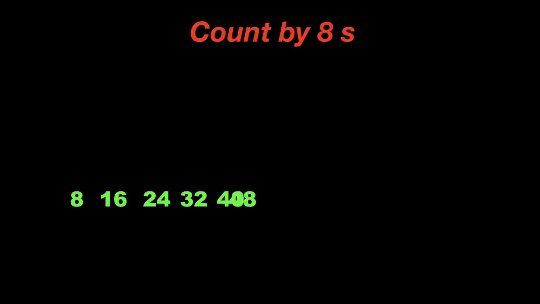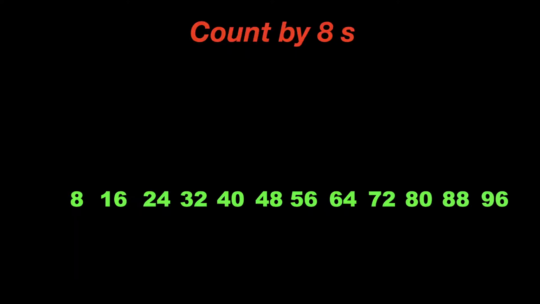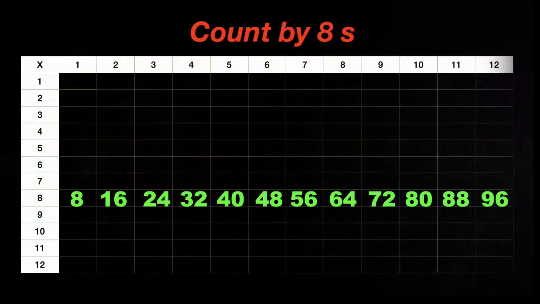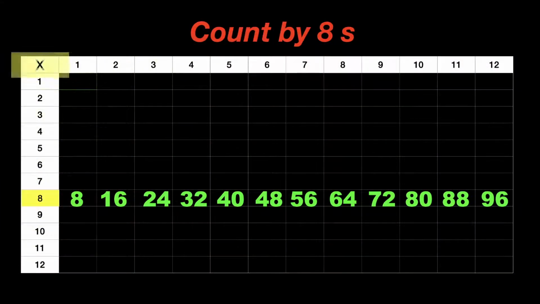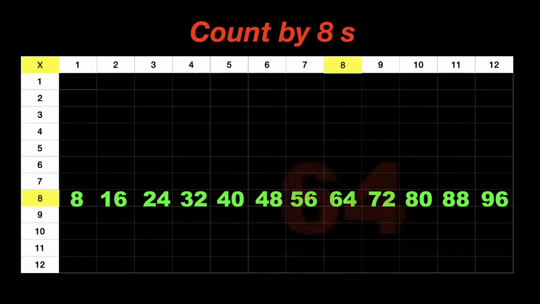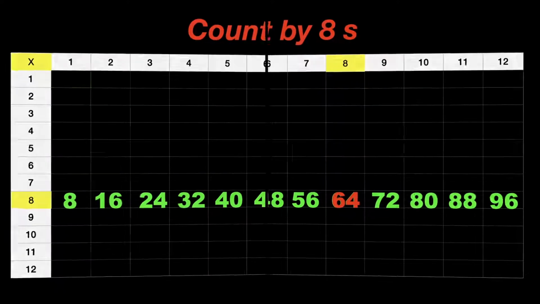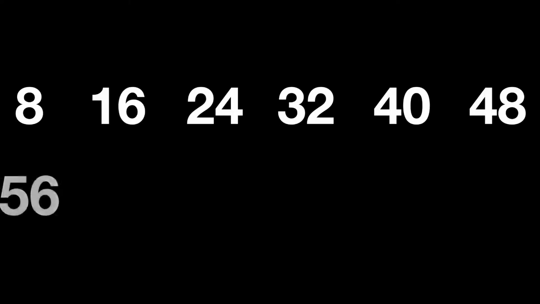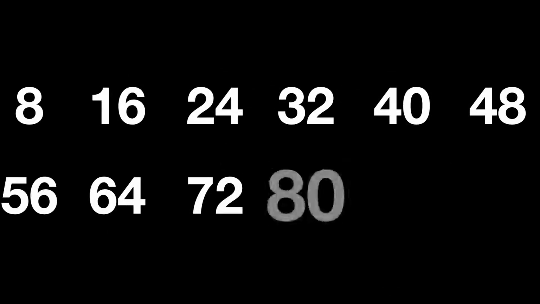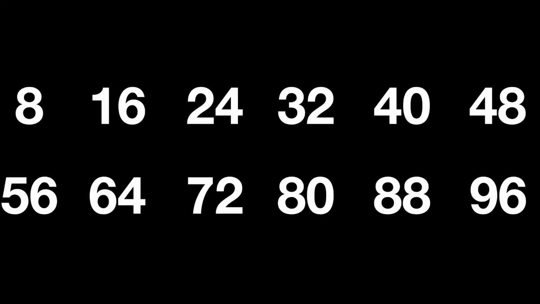On a multiplication chart, counting by 8s would look something like this. And for example, how it works is you would say 8 times 8 is equal to 64. And with a little bit of practice, you'll be able to solve your facts pretty quickly. Let's count by 8 again. 8, 16, 24, 32, 40, 48, 56, 64, 72, 80, 88, 96. Nice. You ready?